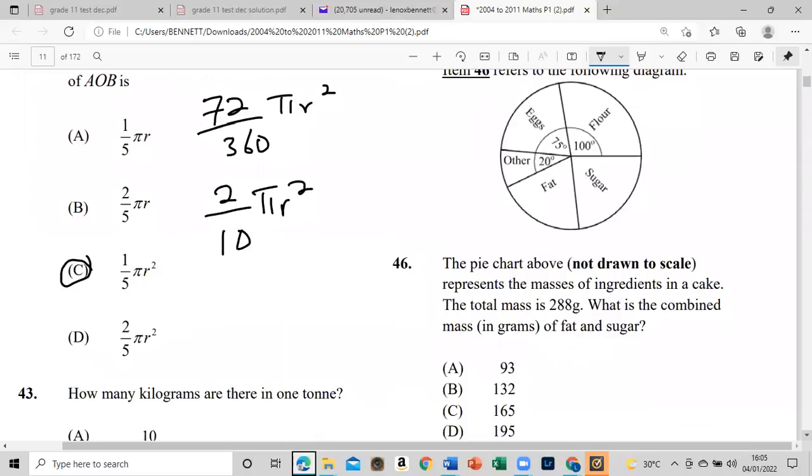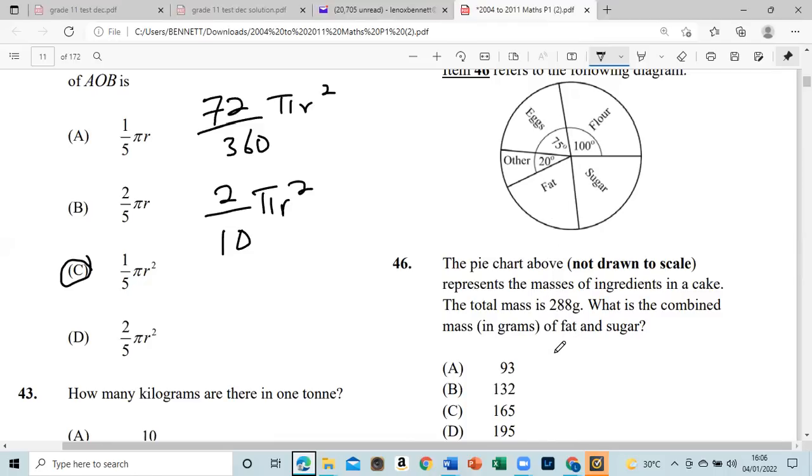Item refers to the following diagram. The pie chart above, not drawn to scale, represents the masses of ingredients in a cake. The total mass is 288 grams. What is the combined mass in grams of fat and sugar? Alright, so we need these combined, right? So add this 100 and that 75 to get 175, 195. So these are 195.